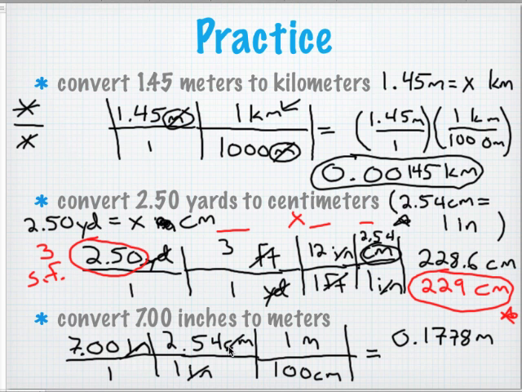Round that using our significant figure rules. The 7 number we start with has 3 sig figs. The number we have as an answer has 4 in it, so that needs to be rounded off. 178. That's our third sig fig. Awesome. The 8 rounds the 7 up. Meters. This rounded answer is the correct one.